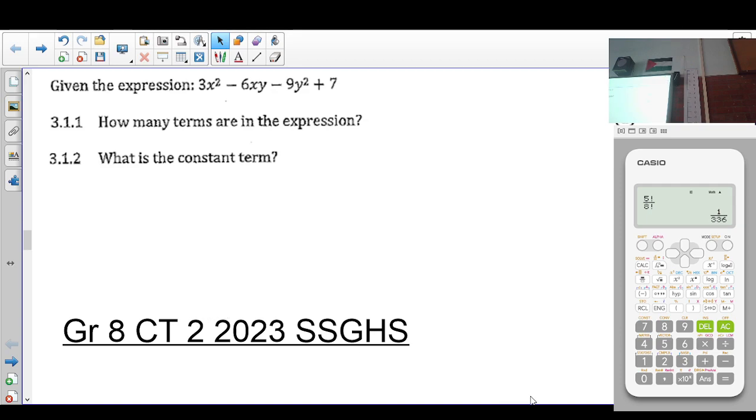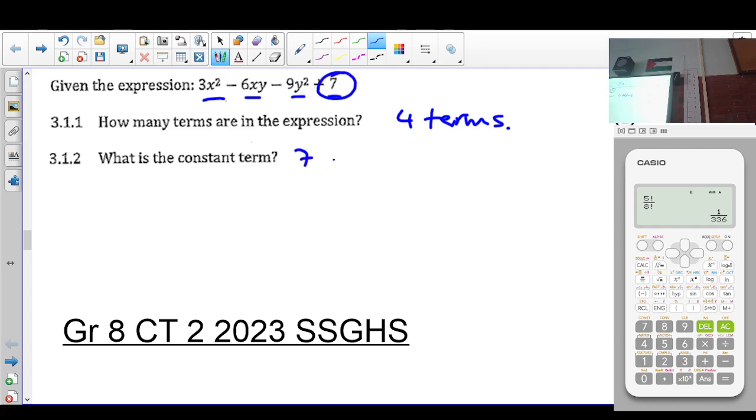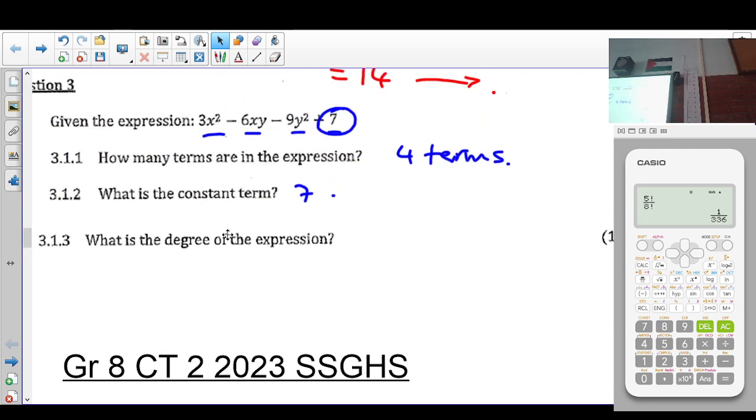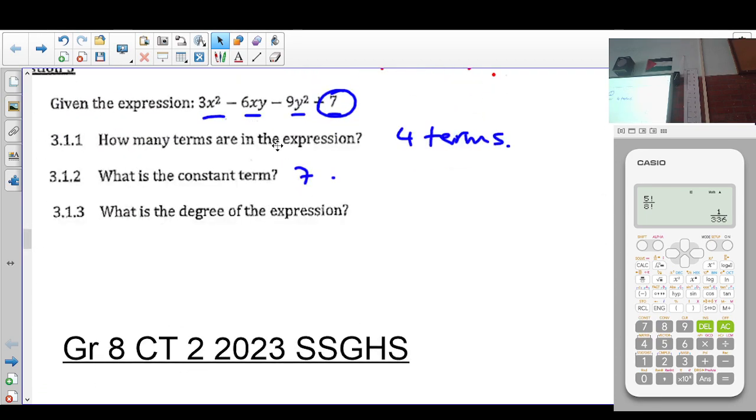Given the expression 3x squared minus 6xy minus 9y squared plus 7, how many terms are there in the expression? 1, 2, 3, 4 terms. What separates terms? Positive and negative signs. What is the constant term? 7. Constant is a term without a variable. It doesn't change. What is the degree of the expression? The highest exponent here is 2. So it's the second degree. Okay.